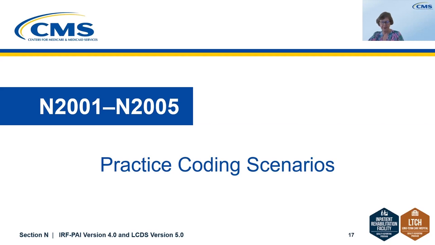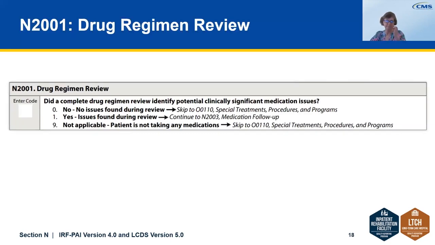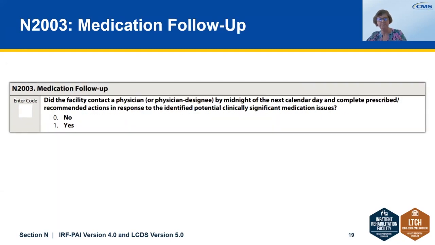The following scenarios will be used to answer N2001 through N2005 as appropriate. We will start by reviewing a snapshot of each item. Here is a snapshot of N2001 drug regimen review. Then we have N2003 medication follow-up.